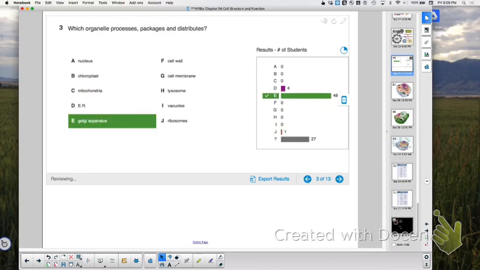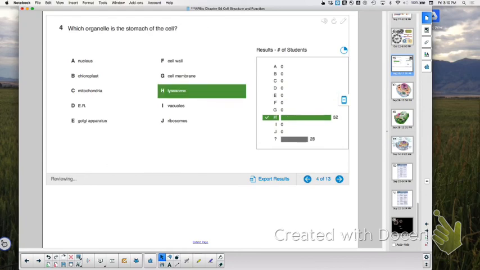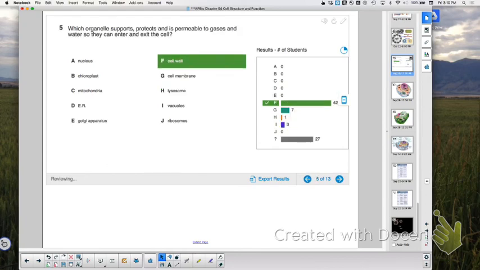Okay. Number 3, which organelle processes, packages, and distributes? This is our UPS man. Because it is the final distribution point for export or to keep inside the cell. That's your Golgi apparatus, not your ER. Ribosomes? No. What happens on a ribosome? Build proteins. Workbench. Okay. Number 4. Good job. Everybody got it, except for these 28 extra children.